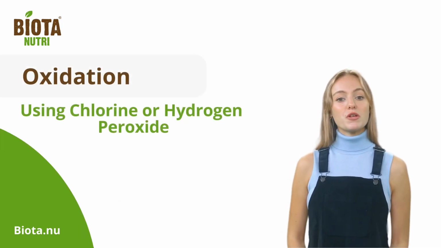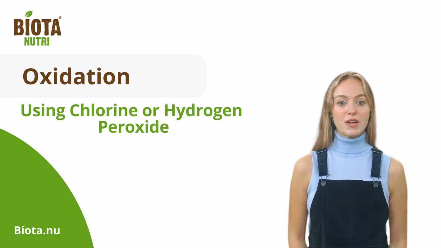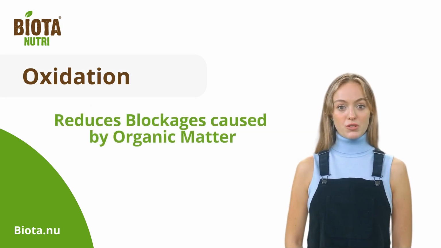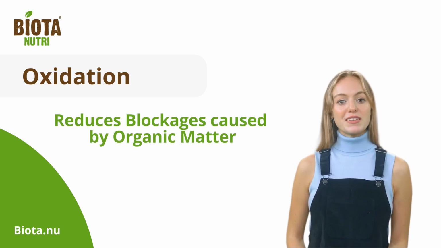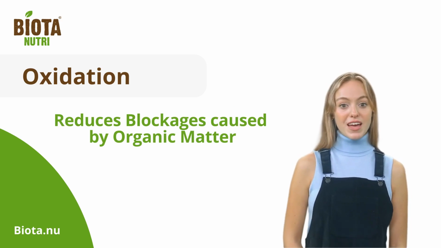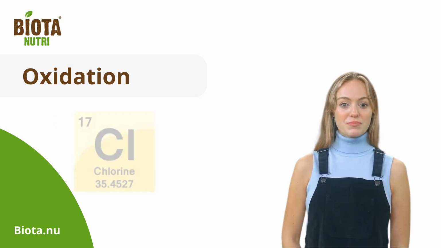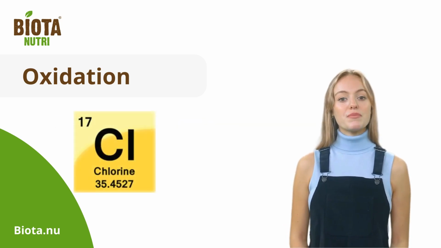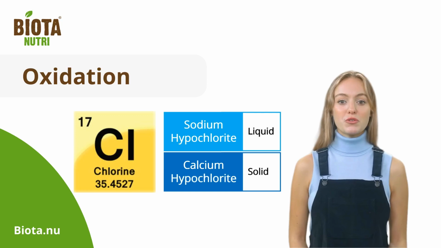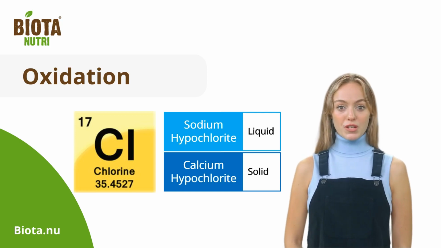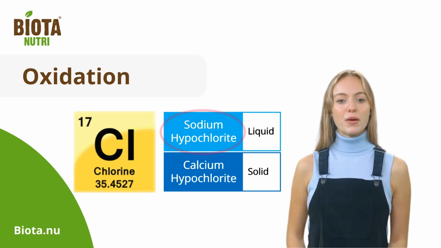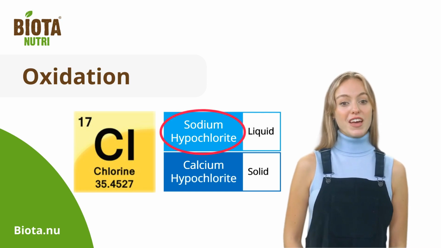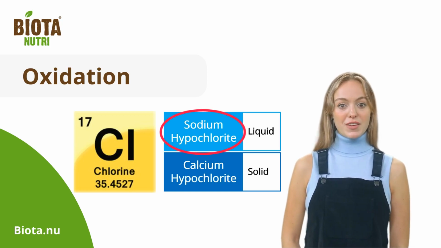Oxidation can be used to reduce blockages caused by organic matter. Chemicals such as chlorine and hydrogen peroxide are oxidizing agents that can kill bacteria, algae, and other organic matter in your system. Let's start with chlorine. Common chlorine compounds are sodium hypochlorite, which is a liquid, and solid calcium hypochlorite. Sodium hypochlorite is easier to use and relatively safe compared to calcium hypochlorite.